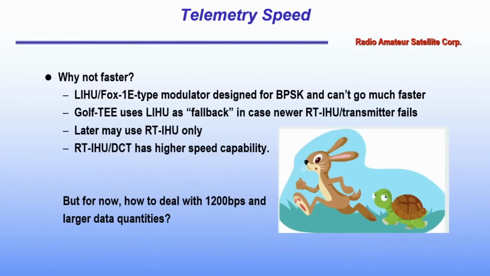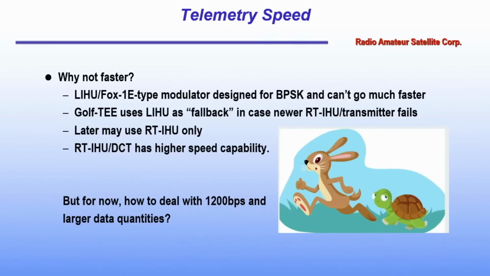And that kind of baked into some hardware designs, that 1200 BPSK. In addition, the LIHU probably could go a little faster, but not enormously faster. So the answer is, as long as we are using some of the legacy IHU hardware, we probably can't go much faster. We might very well change that in future processors, future satellites, but not now.